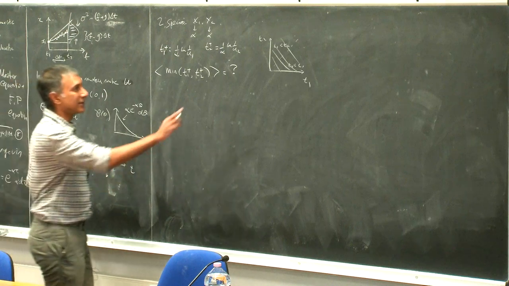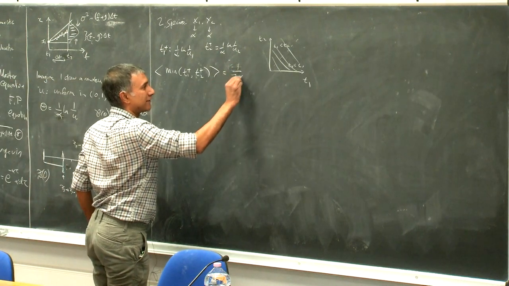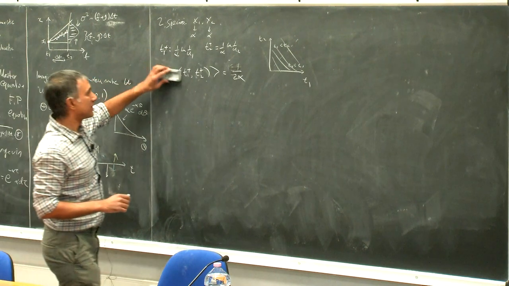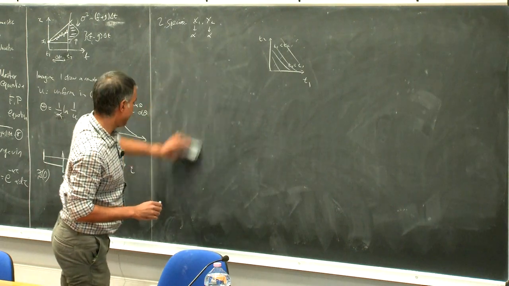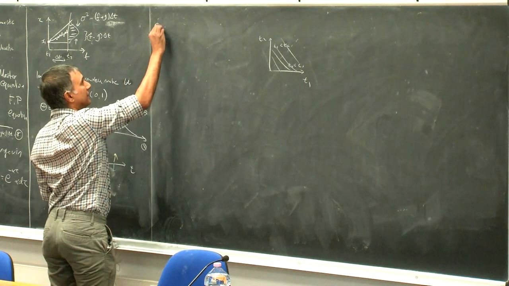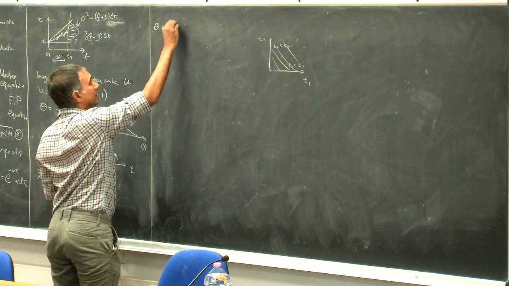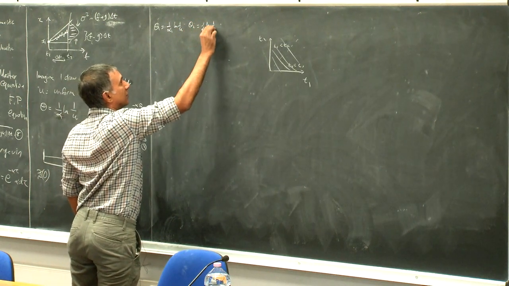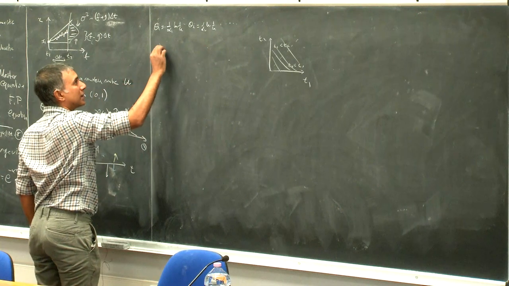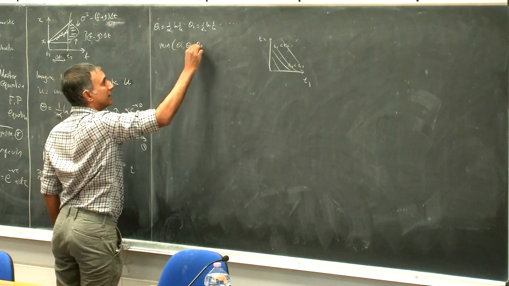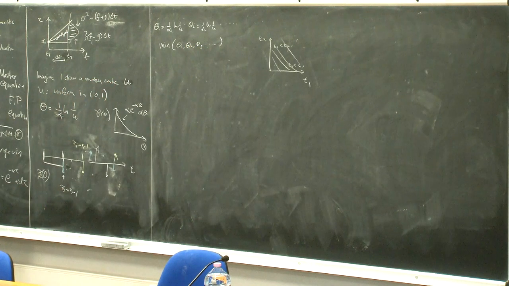OK, the answer is actually staggeringly simple. It's 1 over 2 alpha. Right? In fact, it's even more interesting than that. If I draw a bunch of random numbers, theta 1 is 1 over alpha 1 log 1 over u. Theta 2 is 1 over alpha 2 log 1 over u, and so on and so forth. And I look at the minimum of theta 1, theta 2, theta 3. Yeah?